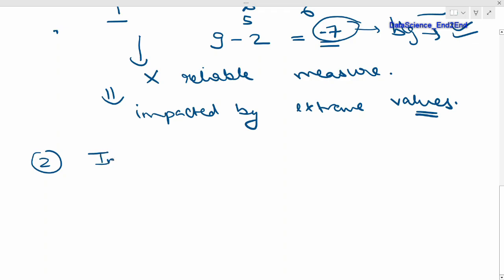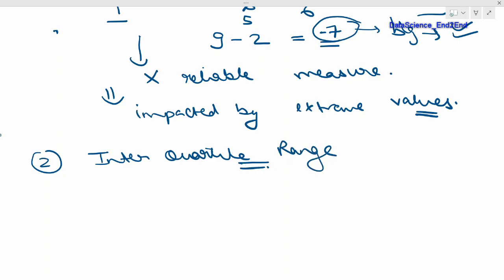A slightly better approach of finding the dispersion is the second measure, which is called interquartile range. In interquartile range, we are subtracting the P25 value from the P75 value. So P75 minus P25 is basically your interquartile range. Now, what are P75 and P25?